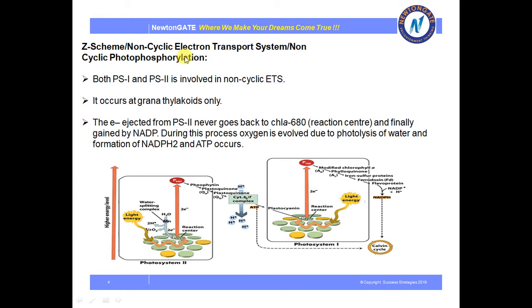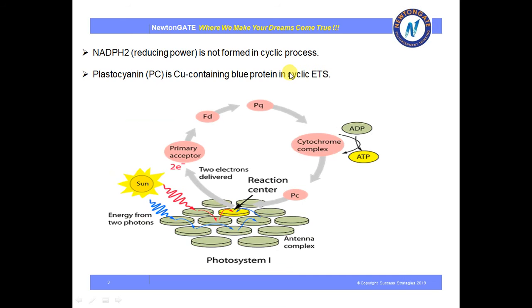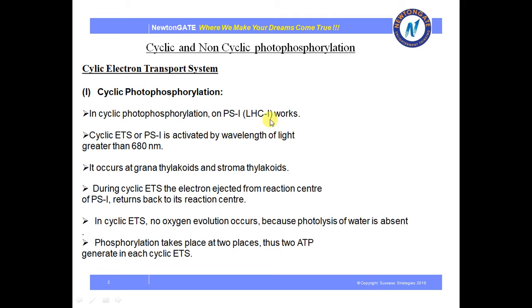So non-cyclic electron transport chain or non-cyclic photophosphorylation is only called Z scheme because it is maintaining a Z-like pattern. Okay, so let us follow this slide. It has been written here. Both PS1 and PS2 are involved in non-cyclic electron transport. In cyclic electron transport, only what? Only PS1 works. Only PS1 is involved.